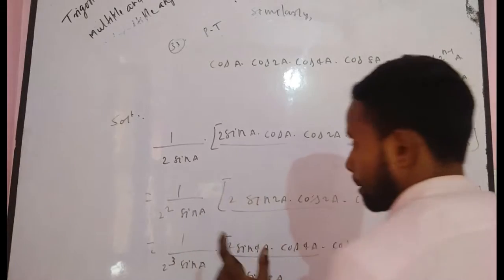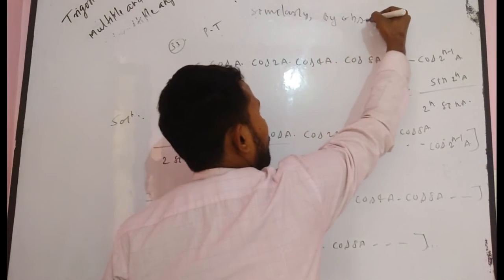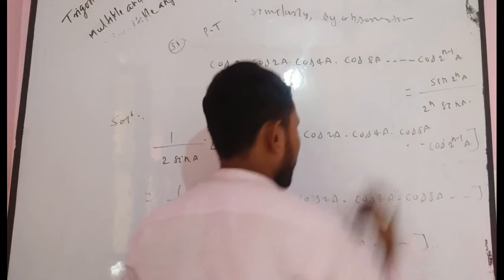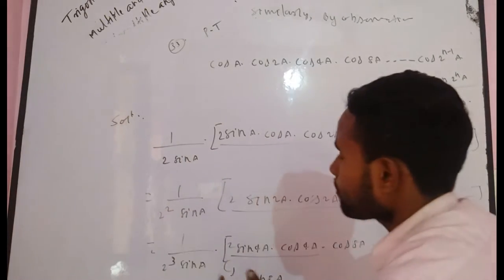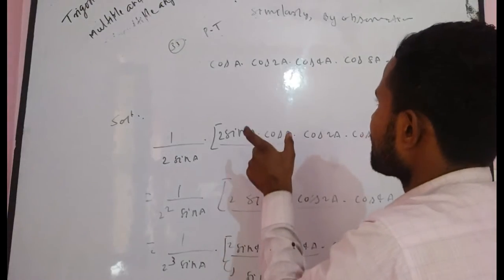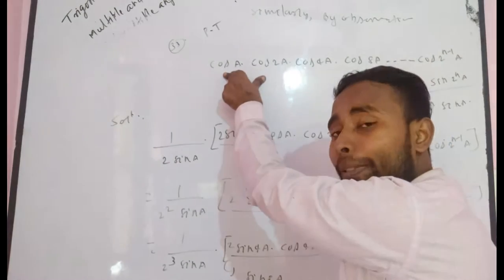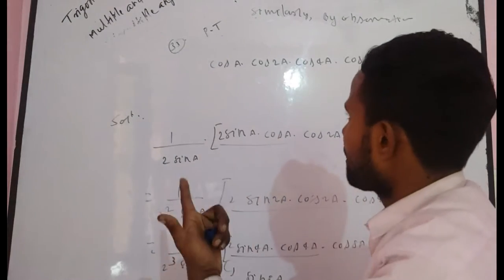Here you observe by observation. You can write here by observation. Now you consider here. Suppose that there are only 2 terms. If there are only 2 terms, in that case, what will happen?